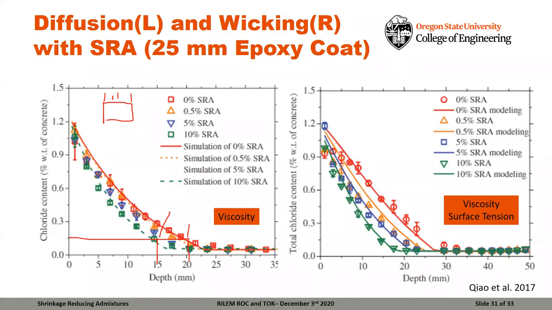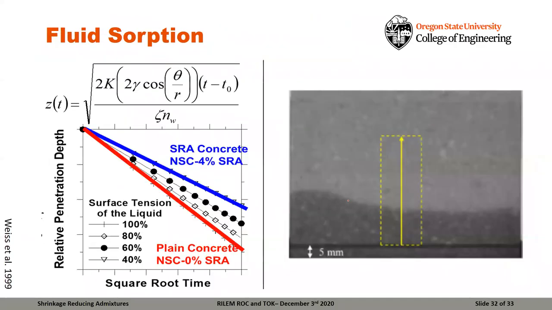But this behavior gets really amplified whenever you have not only diffusion, but ingress on one side and drying from the other side. So you have a classic case of wicking taking place here, where now all of a sudden you see both the effects of the viscosity and the surface tension, because you're seeing a more dramatic impact of the shrinkage reducing admixture, because it's also going to impact how the water is being drawn out of the system on the other side of the sample.